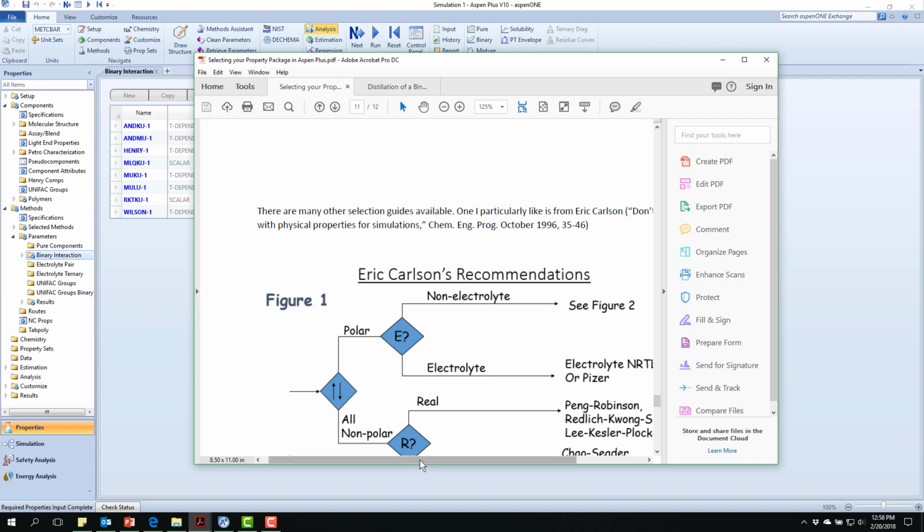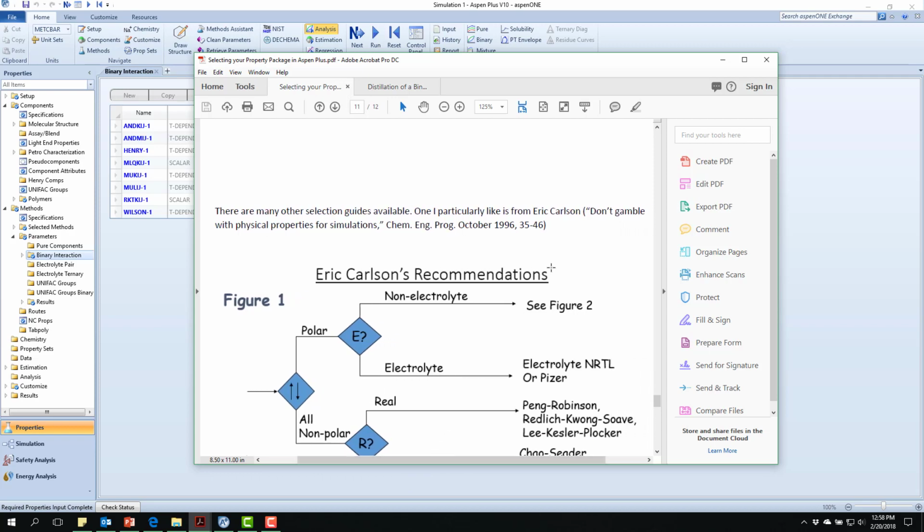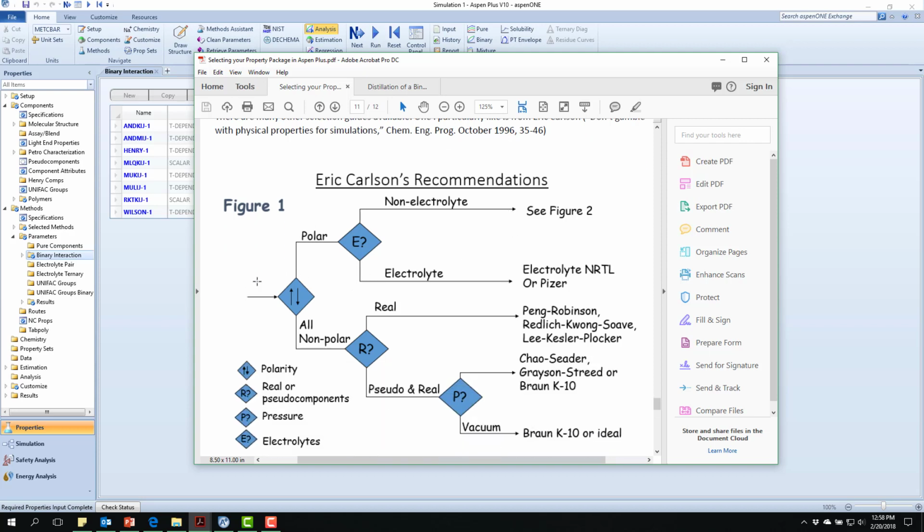And one that I'm particularly fond of is this by Eric Carlson. Now, he wrote an article, Don't Gamble with Physical Properties for Simulations. It was in Chemical Engineering Progress in 1996. And basically, he starts with a flowchart and a series of questions. So first, you make a decision, is it polar? If it's polar, you come this way. If it's nonpolar, you come this direction. The second question is, do you have electrolytes? And again, you make your choices.